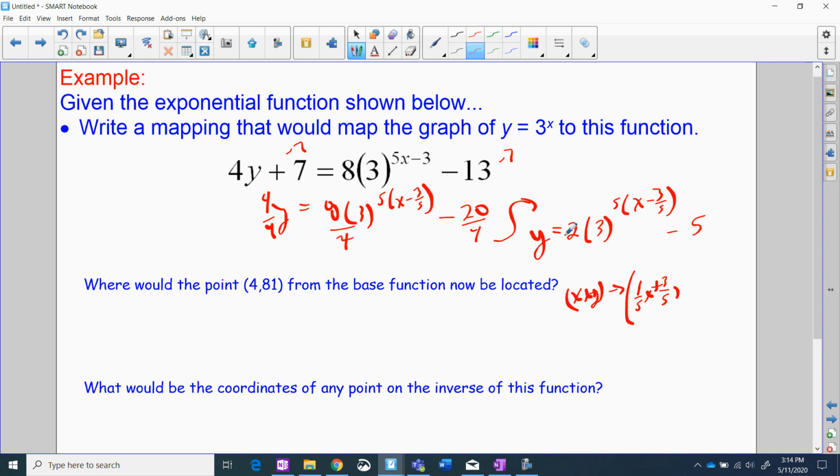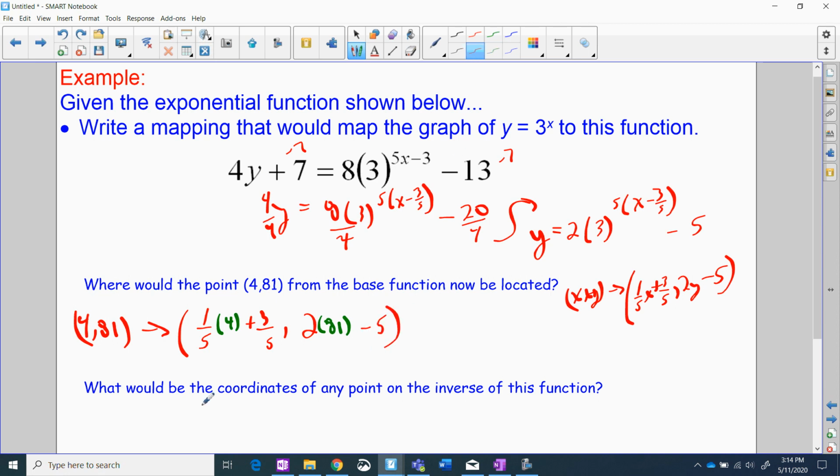Then I'd have to multiply all my y's by 2, move them down 5. So it says, where would this point end up? So where would (4, 81) end up if you put it in here for x and y? It's going to be 1/5 x, x is 4, plus your 3/5, comma, 2, y is 81, and then subtract 5. So it's going to end up at this new ordered pair.